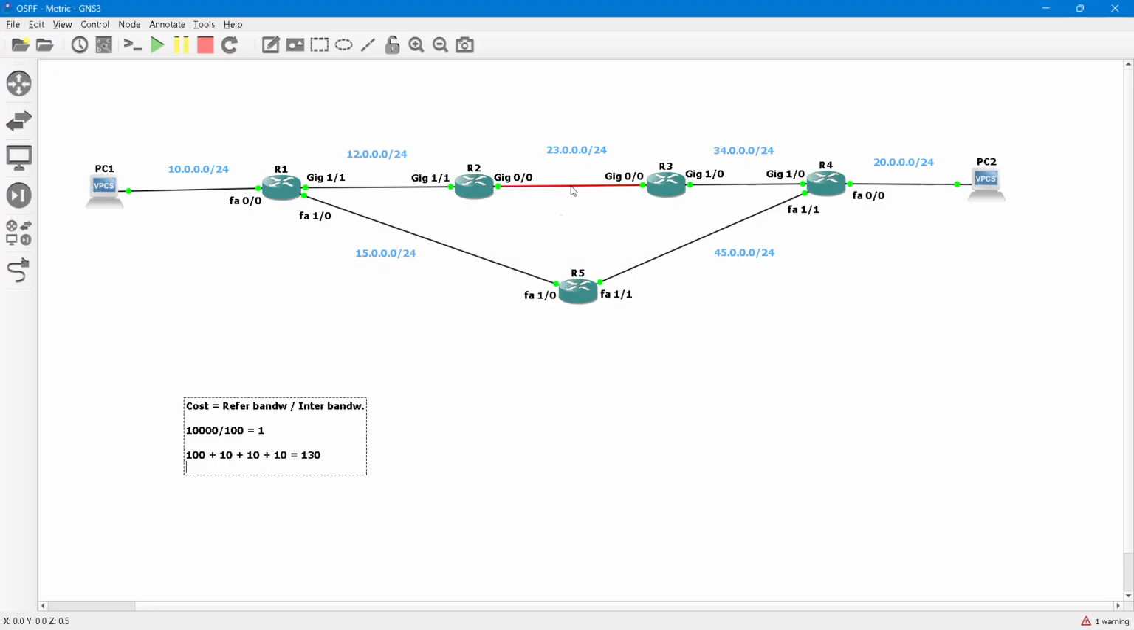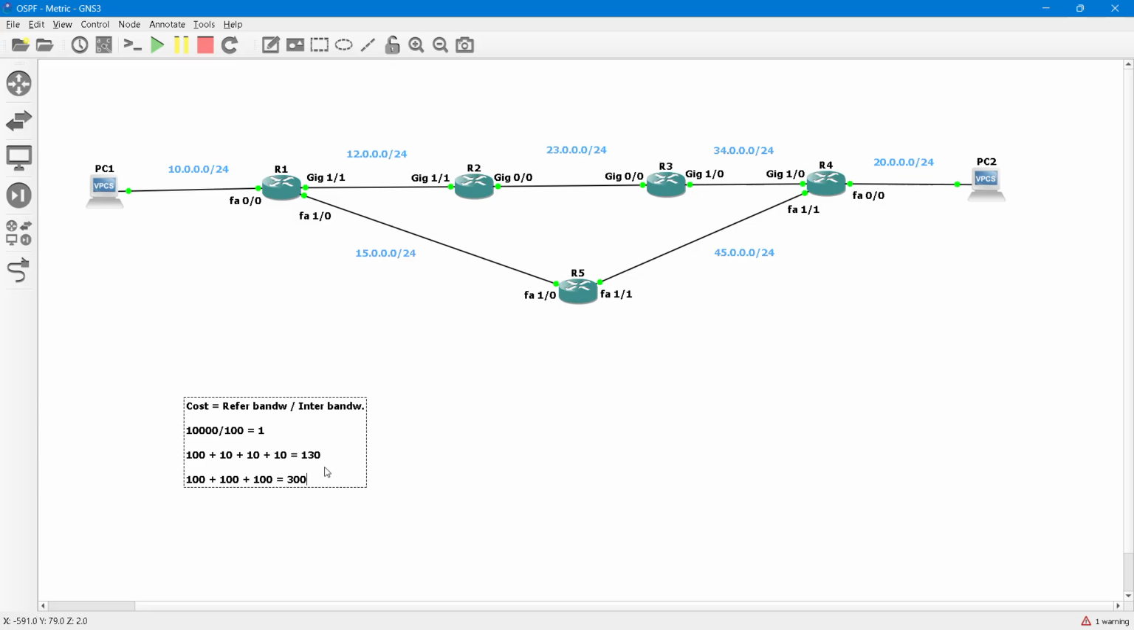But let's suppose we took the lower path. Our cost will be 100 due to this. After that we have Fast Ethernet, that will be 100. Then this is also Fast Ethernet, 100. So the total cost will be 300. So by this we will use the upper one, that is giving us 130.